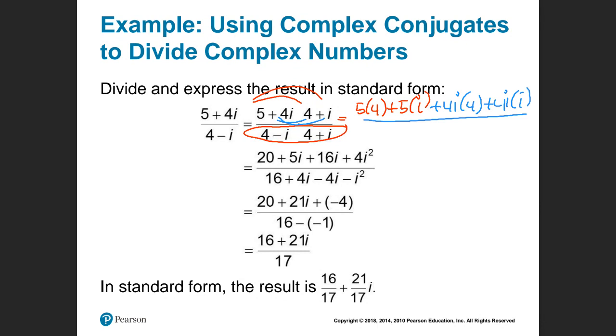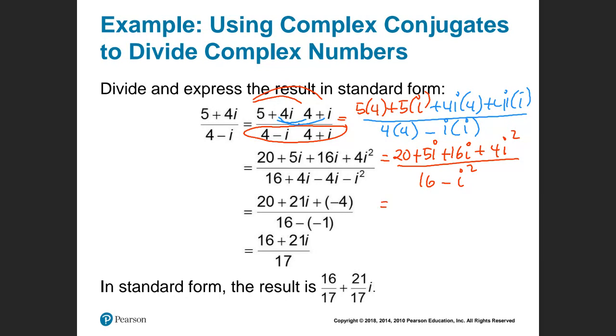On the bottom, we can go directly because this is a conjugate of a complex number, so we get a real number: 4 times 4 minus i times i. Now let's solve this. 5 times 4 is 20, plus 5i, plus 4i times 4 is 16i, plus 4i squared, over 4 times 4 is 16 minus i squared.